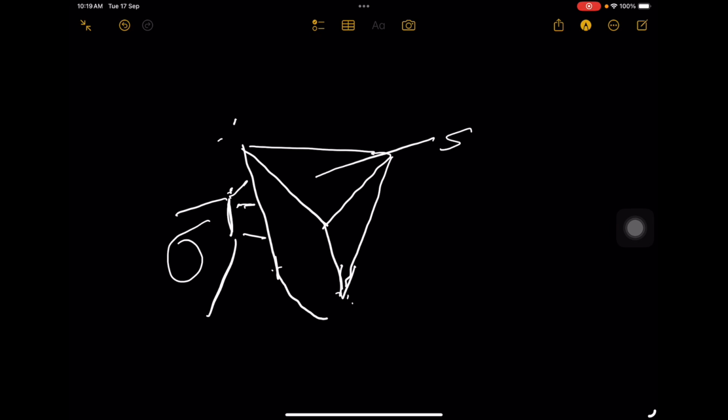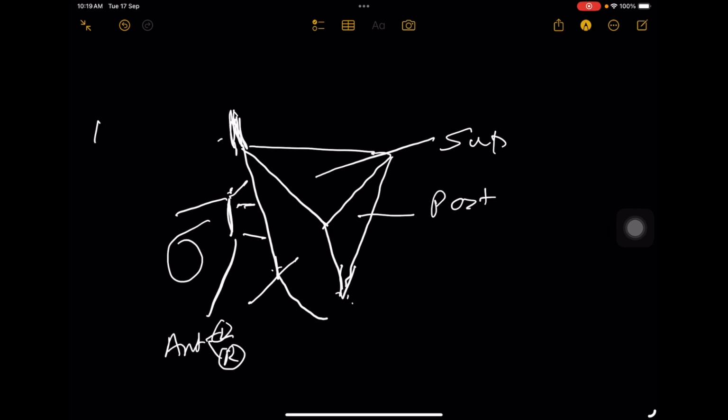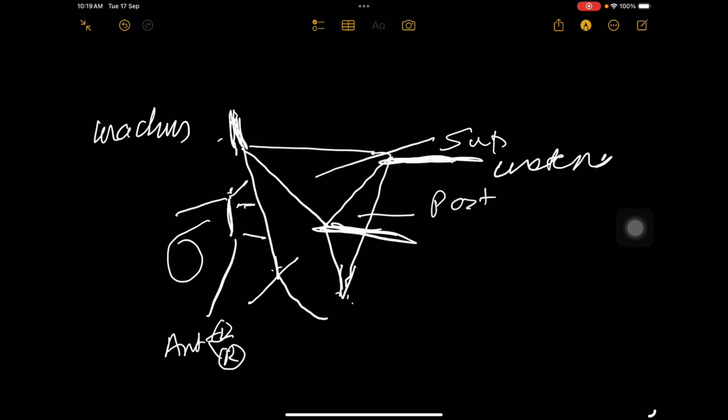Superior surface, posterior and anterior, left and right surface. On this angle is the urachus. On this angle the ureters. And on the lower angle the prostatic urethra, around which is the prostate.